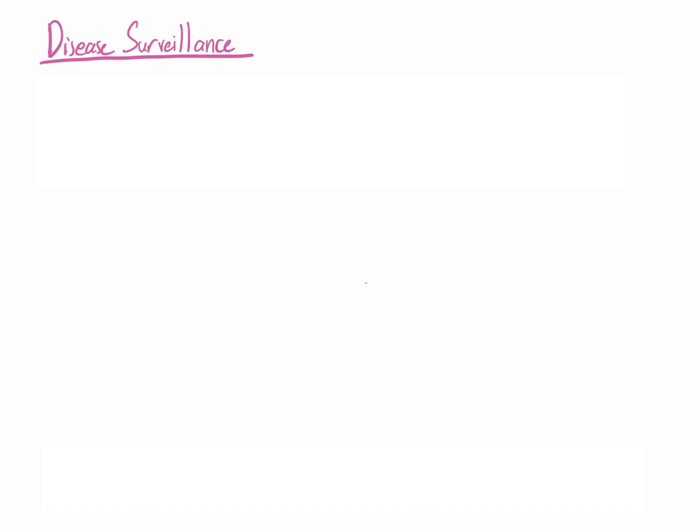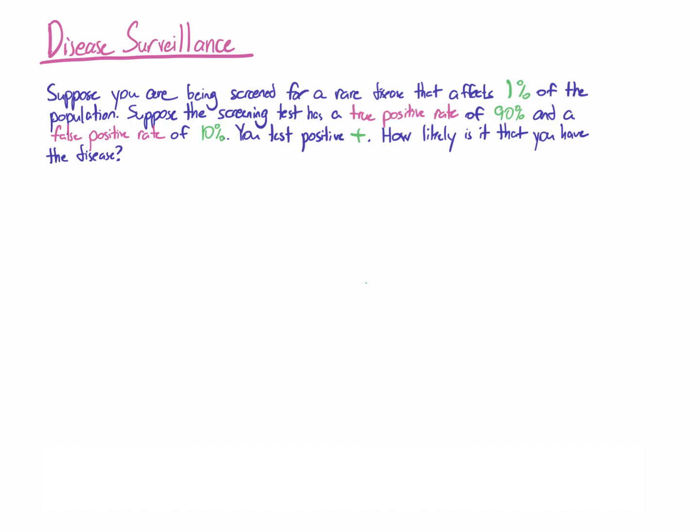Let's see what Bayes' rule tells us about how to interpret the results of simple tests for diseases, especially when those diseases are relatively rare. So here's our problem setup for the example we'll do. Suppose that you're being screened for a rare disease that affects 1% of the population. So this 1% figure, we know that in general, this affects 1% of all people. This is often called the prevalence of that condition.